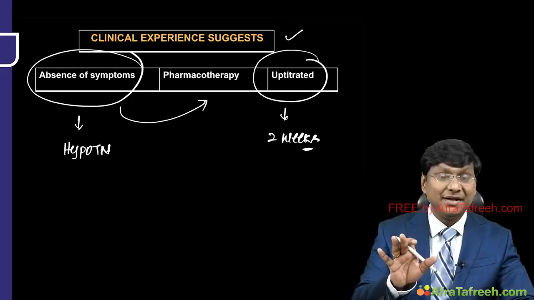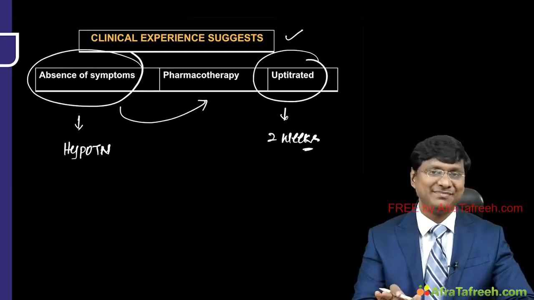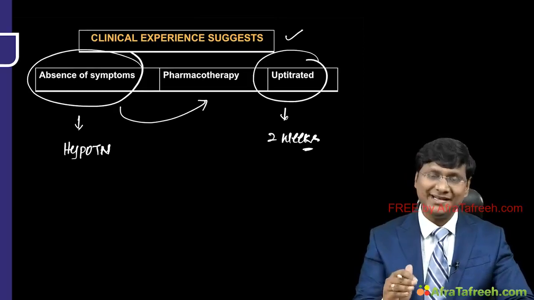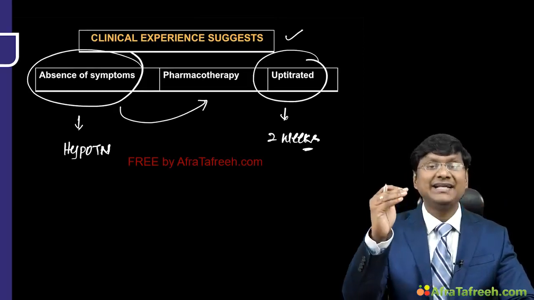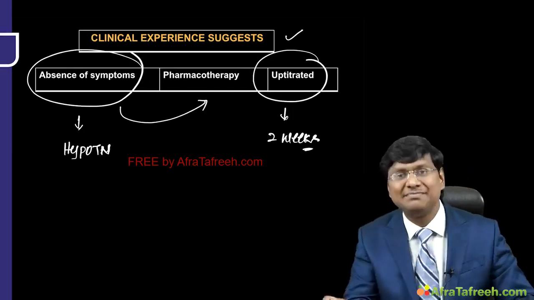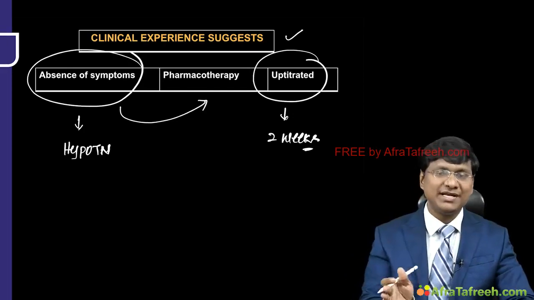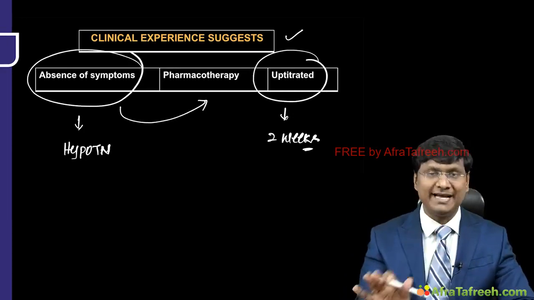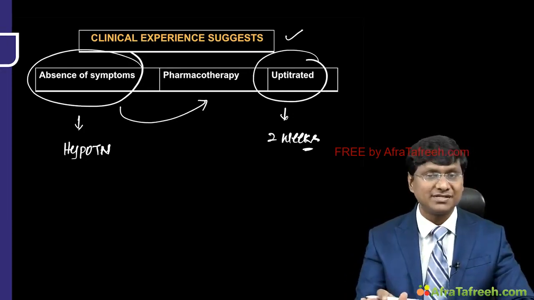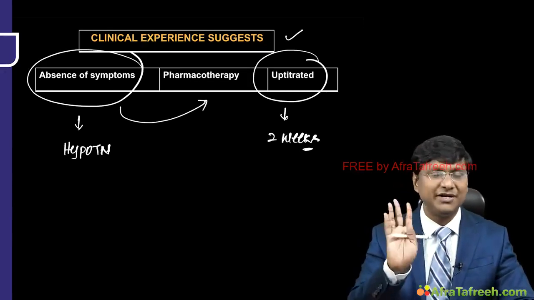But what the study has shown is, if there are no symptoms of hypotension, then you have to increase the dosage of the drug every 2 weeks to a maximum dose. So that is what your trial is saying. You have to give the maximum dose of that particular group of drugs as long as the individual is asymptomatic, and you have to titrate it every 2 weeks.